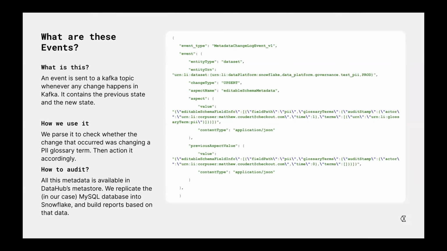We can also audit this really easily. We replicate the MySQL database into Snowflake, and then we've done a lot of aggregations on that, so we can tell who did it and when they did it, for everything that's ever happened in DataHub. So all this is really auditable downstream.